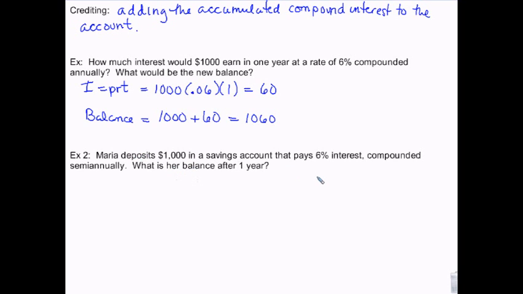Now, if I'm doing semi-annual, right, this is going to happen 2 times. I'm going to take that 1,000. Now, it's only 6 months. It's every 6 months, so T is going to equal 1/2.